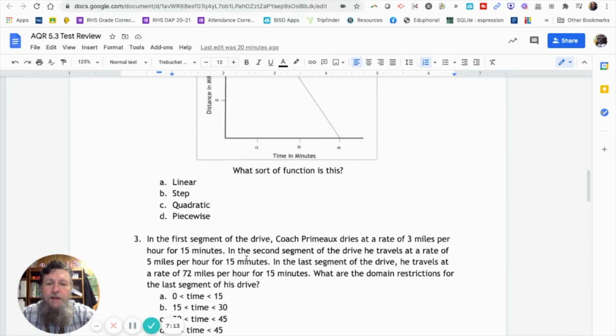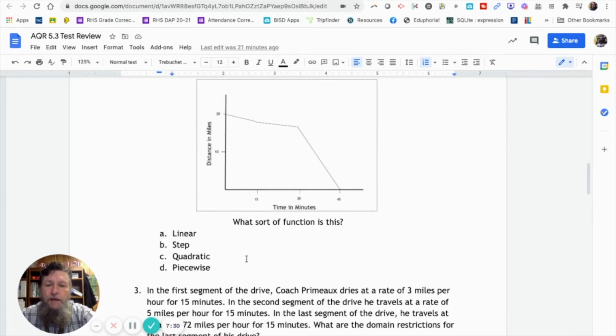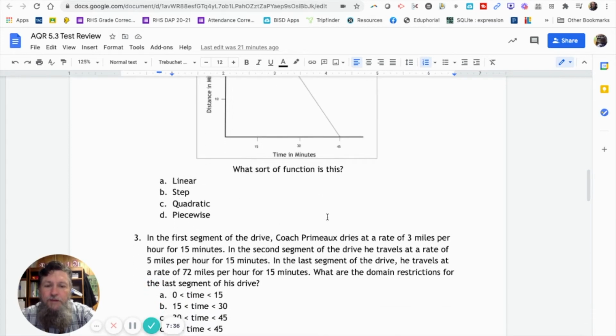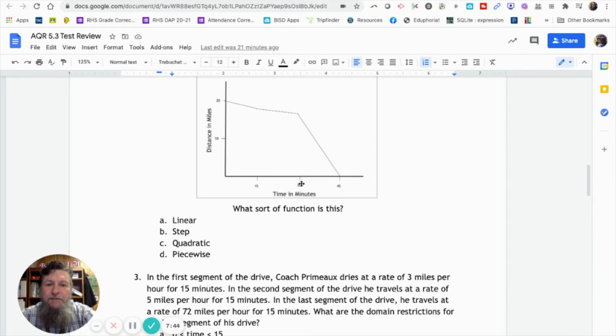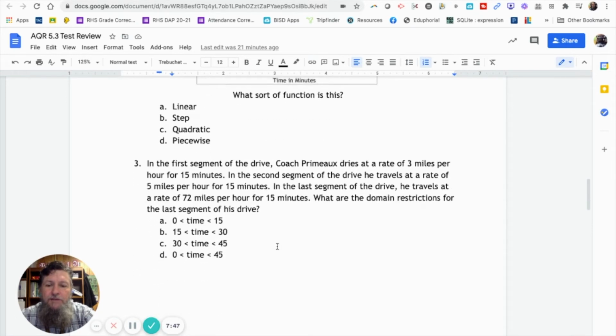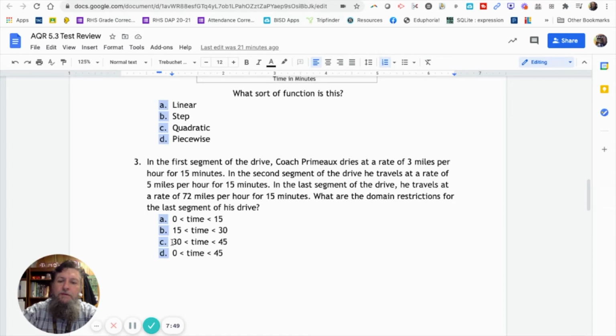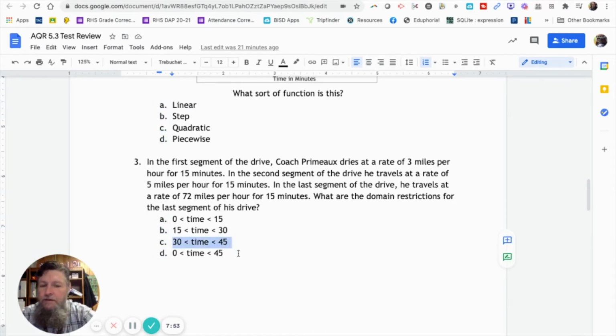All right, in the first segment of the drive, Coach Primo drives at a rate of 3 miles per hour for 15 minutes. In the second segment, he travels at a rate of 5 miles per hour for 15 minutes. But in the last segment, he travels at a rate of 72 miles per hour for 15 minutes. What are the domain restrictions for the last segment of his drive? Well, the domain is in time, and it's given in the statement. First 15 minutes, 3 miles an hour. Second 15 minutes, 5 miles per hour. Last 15 minutes, 72 miles per hour. The last 15 minutes is 30 to 45 minutes, so that's your answer. C is your answer. C, 30 to 45 minutes.